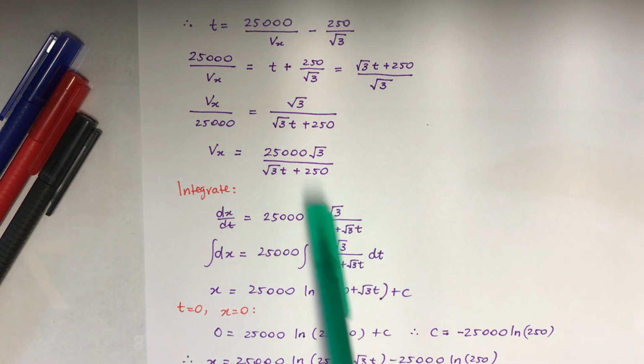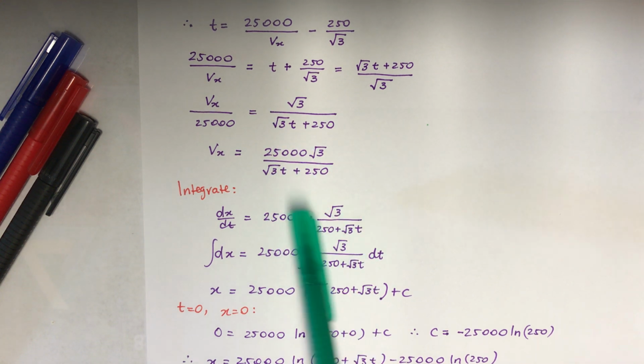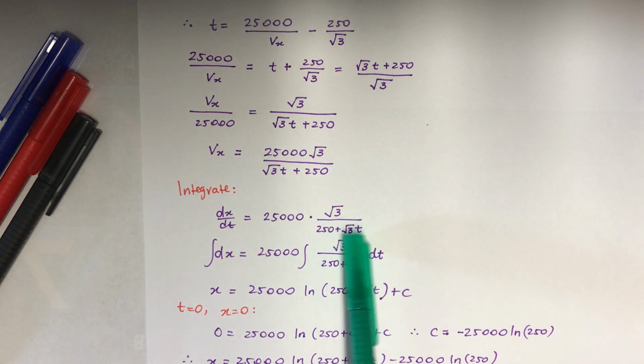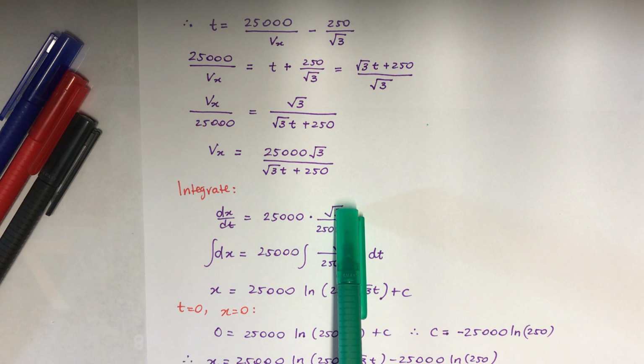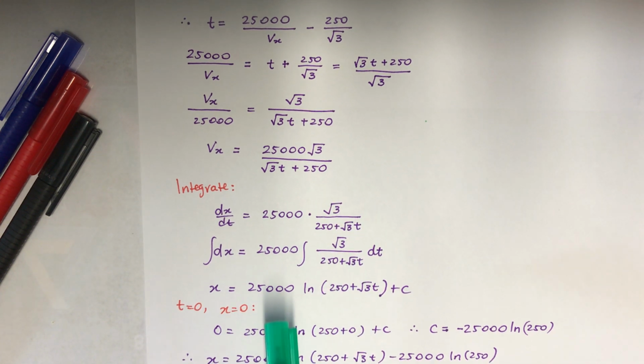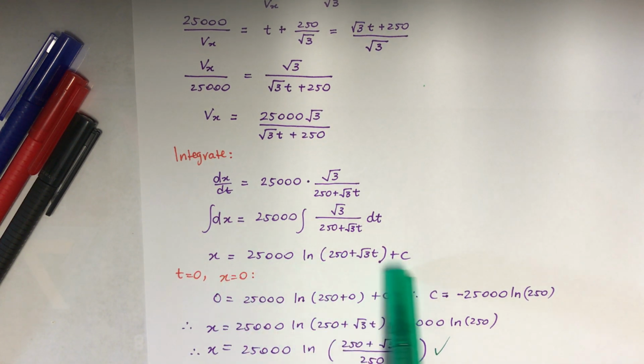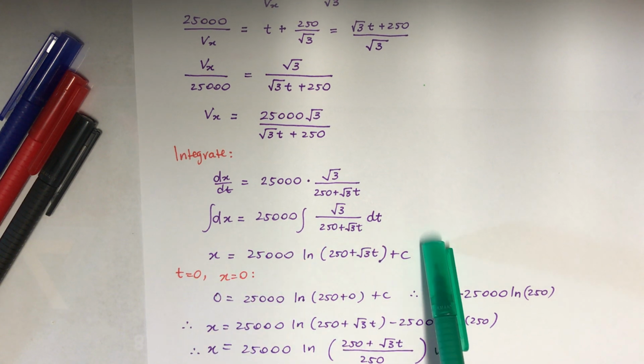Taking that out and separating it is easier to integrate, because you can look at the bottom here. The derivative of 250 plus root 3t will be just root 3, so I just want to leave the root 3 by itself. And then I integrate. Voila, that's what I got.